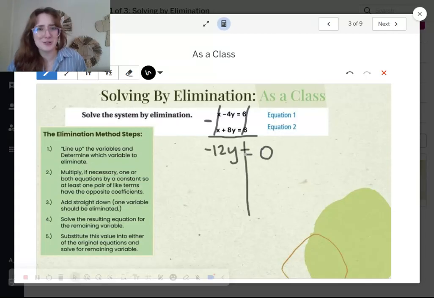Isn't this already looking so much cleaner? Can we just take a moment to appreciate this? Because substitution was like, there's a lot going on, but elimination just cleans everything up. It's very nice.